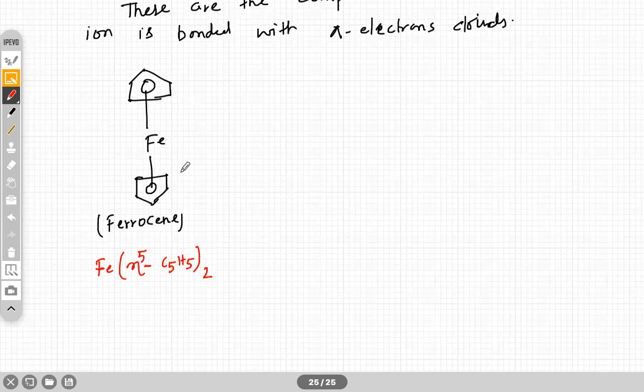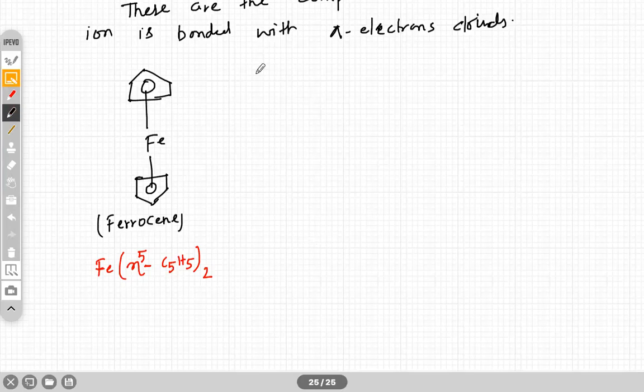They gave the structure and wrote eta to the power x. And the question was, what is the value of x? So x here, or the number here, is the number of carbon atoms in the ligand, or the number of atoms in the ligand. Eta to the power 5, the name is ferrocene, representation is this.